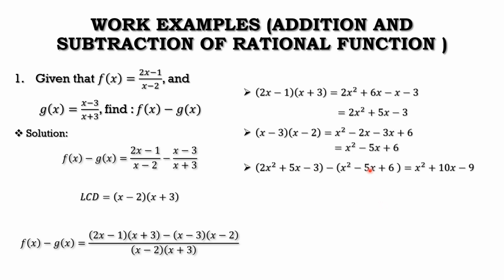Then for this numerator, we are going to do our simple subtraction. So you saw that I didn't add the negative sign when expanding this term, and this time this is a negative expression. When you open up and group like terms, negative times this will be negative, negative times this will be positive, negative times this will be negative. Then you group like terms, we are going to end up with x squared plus 10x minus 9. Then our final expression for f of x minus g of x will be equal to x squared plus 10x minus 9 divided by x minus 2, x plus 3.